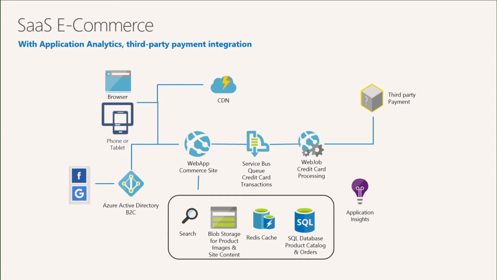And then we have a Redis cache that allows us to provide a bit more performance, particularly for our mobile implementation. We have a mobile browser, and all of that is fed by a CDN system. And then we have a Service Bus Queue, which deals with our credit card transactions, and a web job for processing those transactions and then sending them off to a third-party payment system. So that's a relatively simple architecture that you could deploy, that set of services, and then build an interesting e-commerce site on top of it.